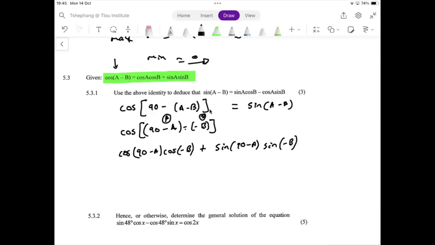Now, this we know will become sine of A cos of B plus cos of A into negative sine of B. Then this is simply sine of A cos of B minus cos of A sine of B, because the negative came in front.